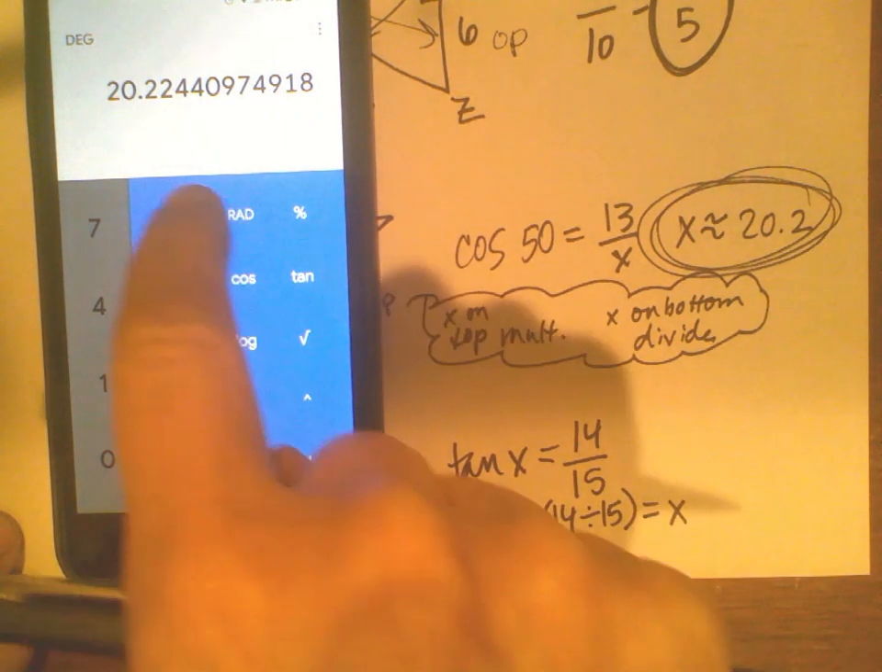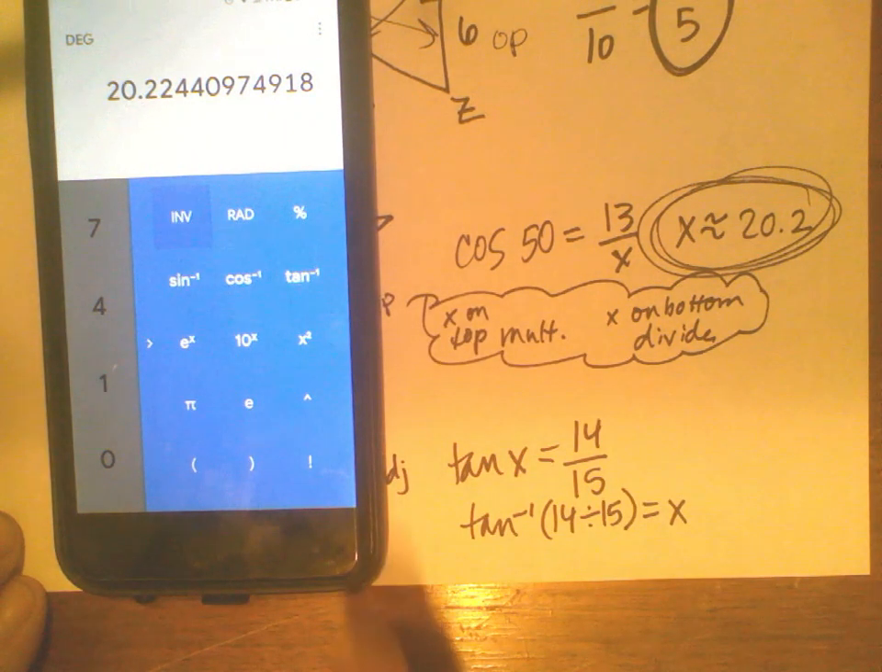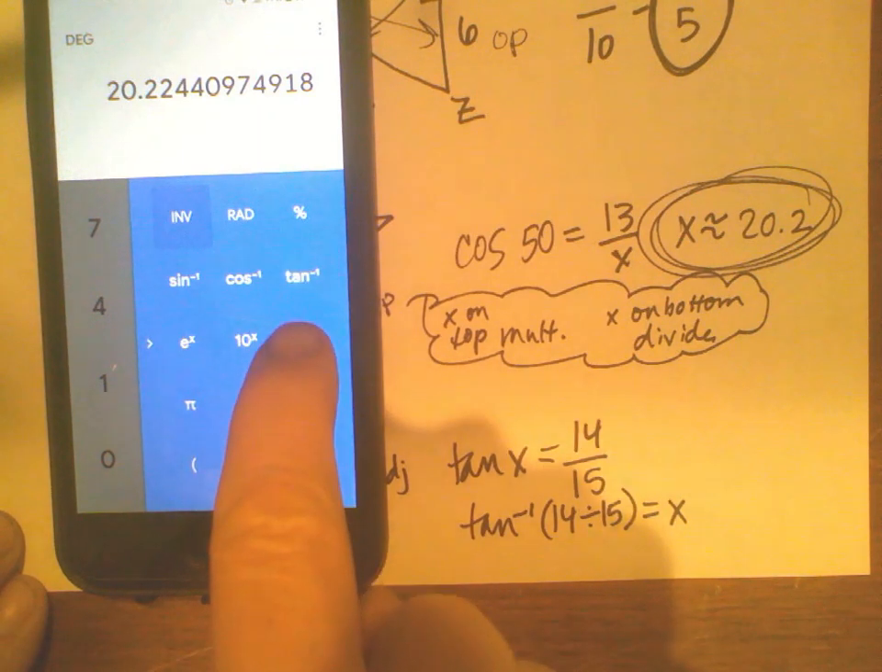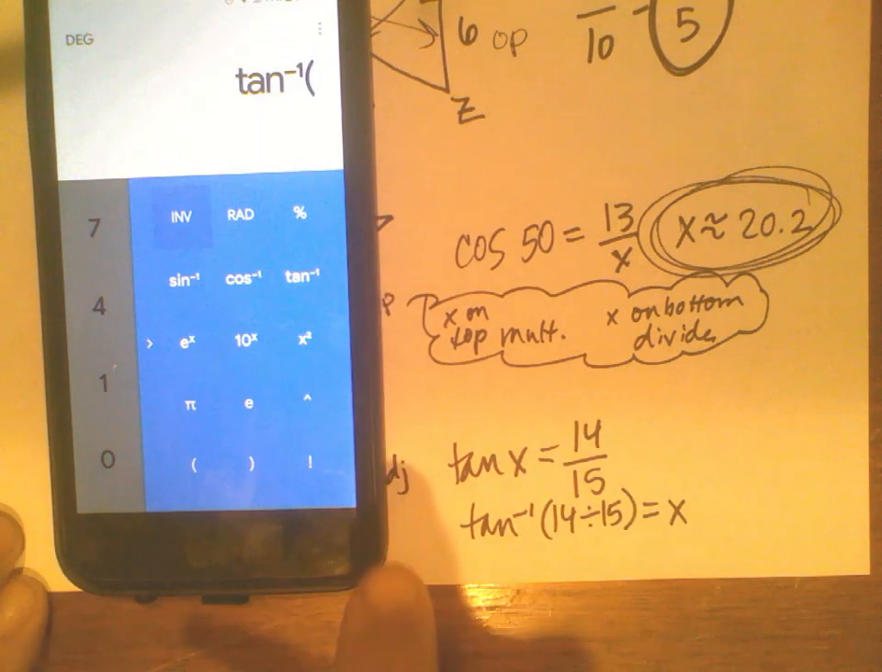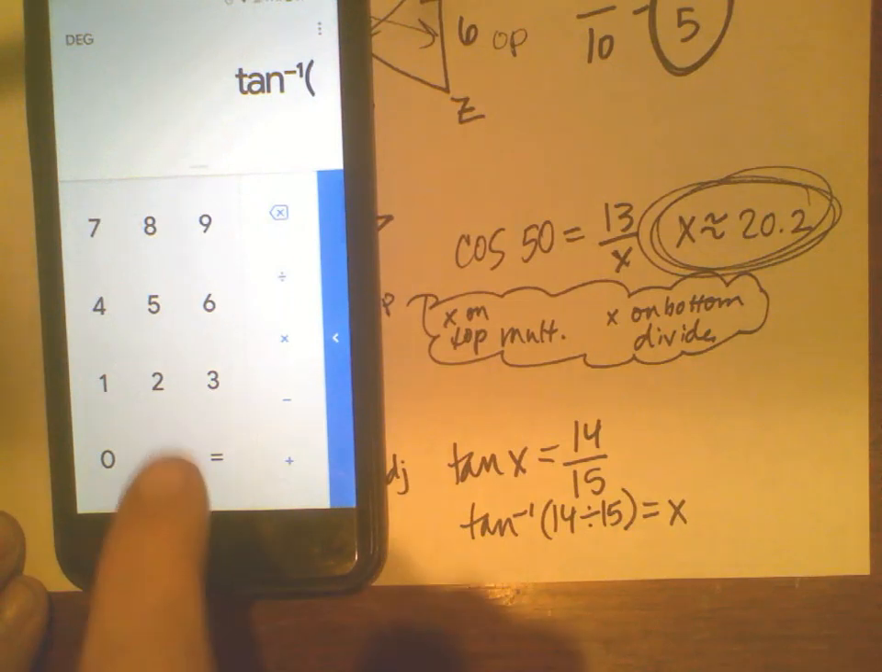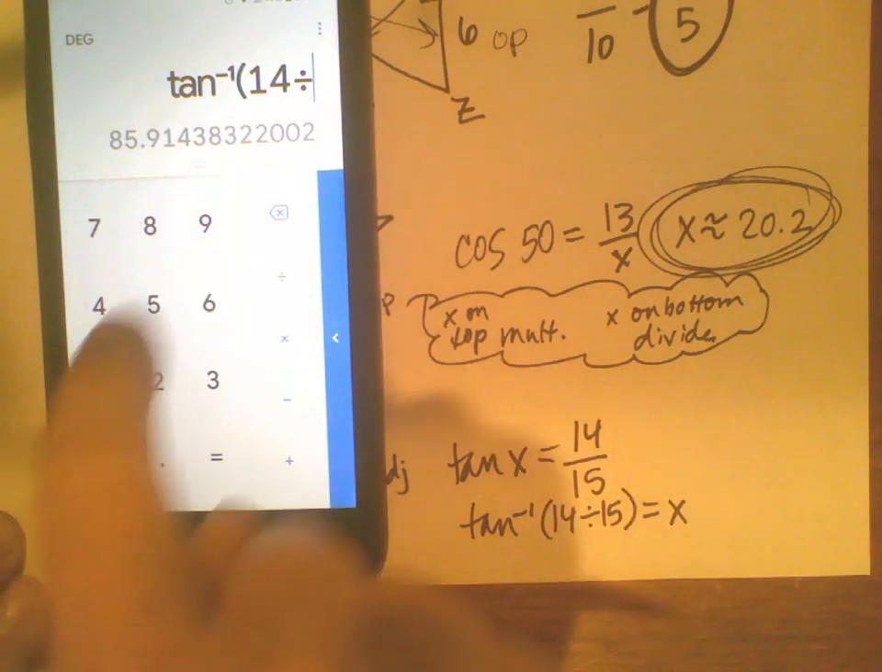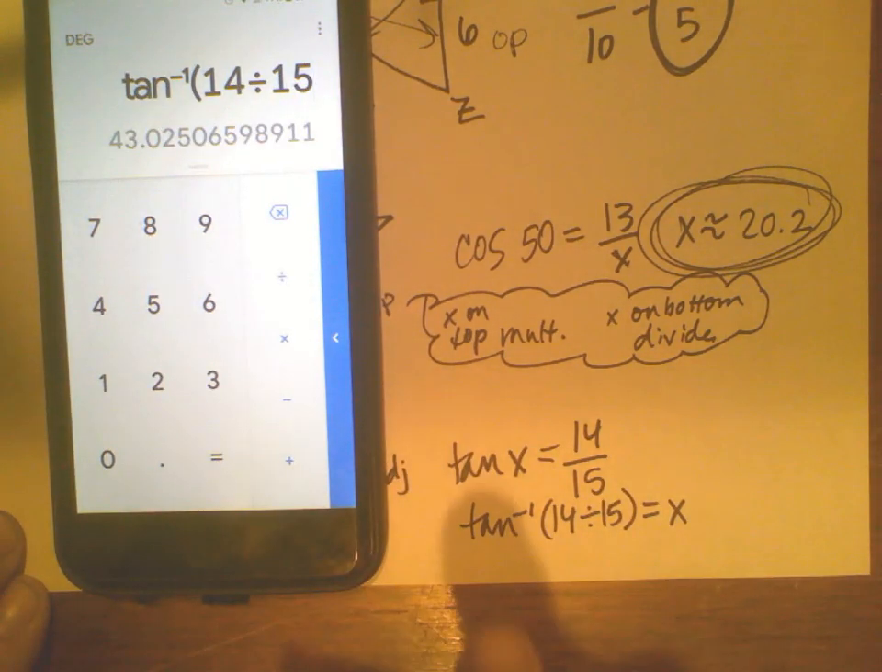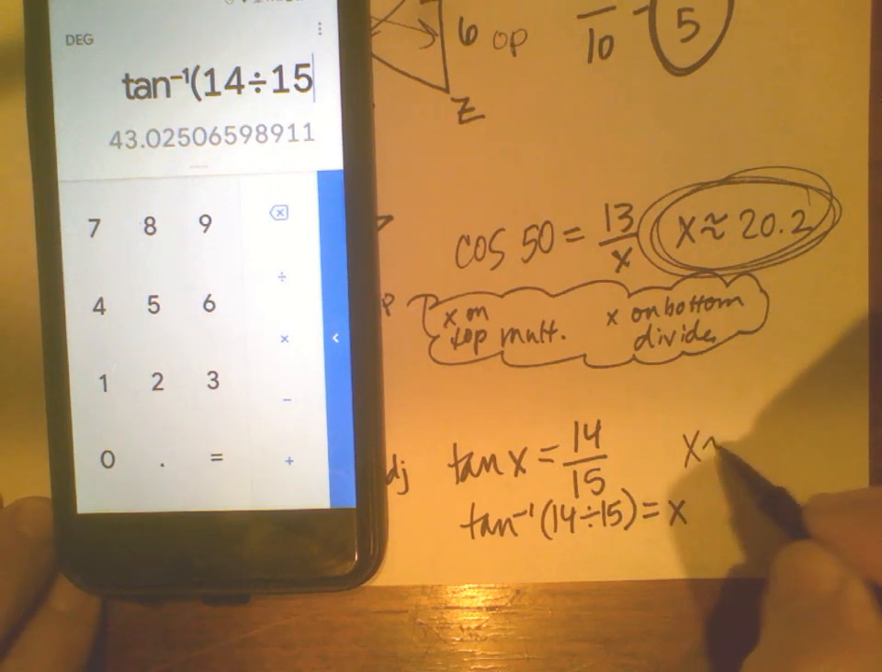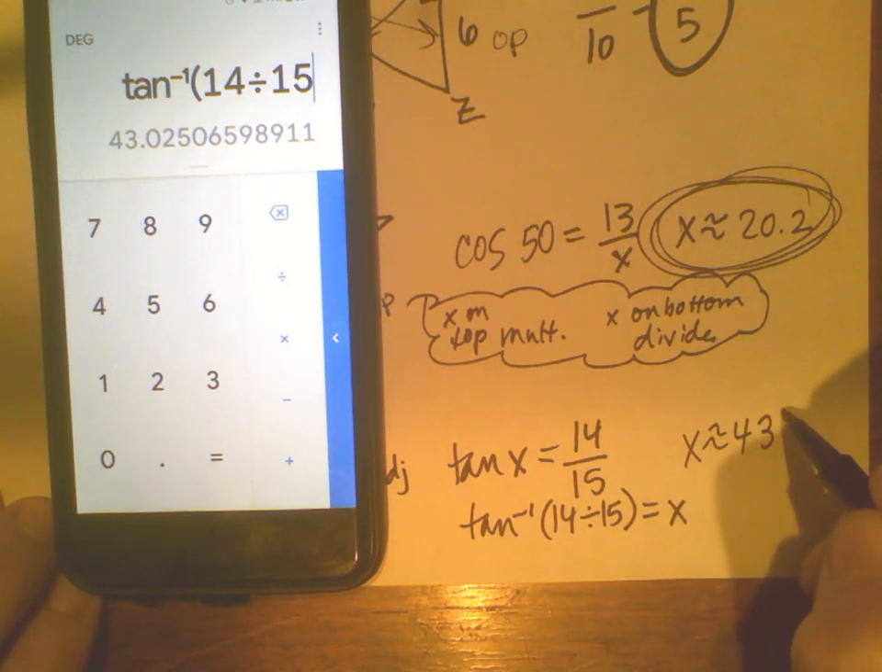So I do shift, and then my tangent inverse shows up. So I select that with the little -1. And then I'll go back and do my 14 divided by 15 and hit equals. And it looks like my x is roughly 43 degrees.